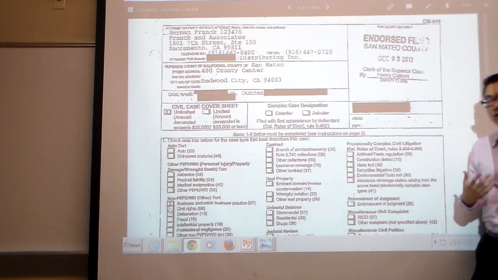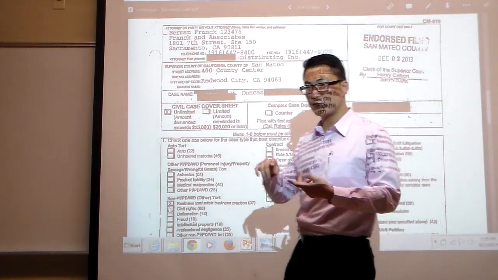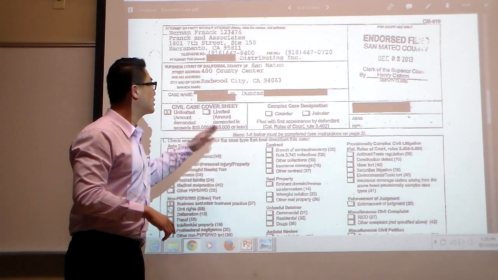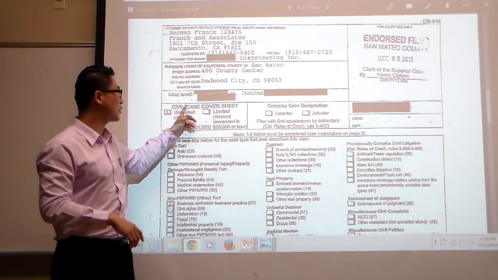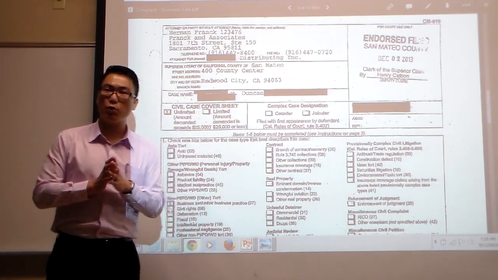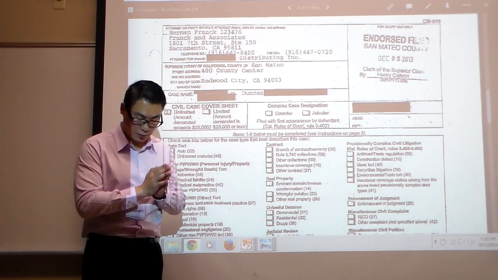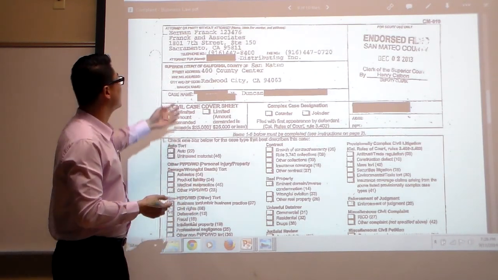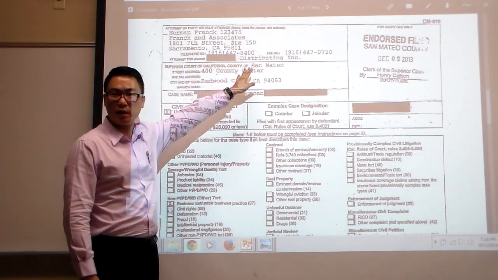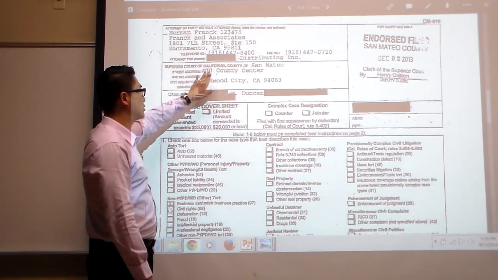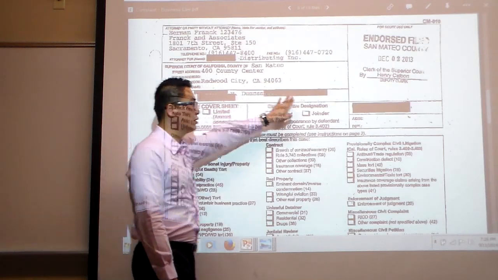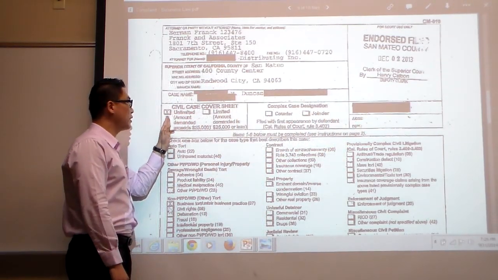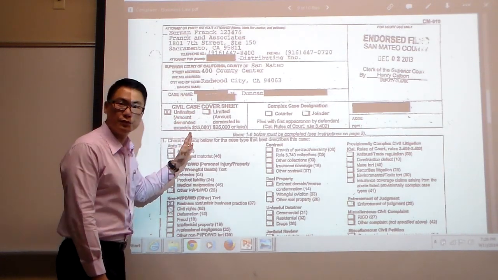So three things in the complaint: you're going to have summons, your complaint, and your civil cover sheet. This is a civil case cover sheet. It tells the court and the opposing party what kind of lawsuit this is. That's the contact information, and that's where the court is. That's the case number, and we're suing in unlimited jurisdiction.